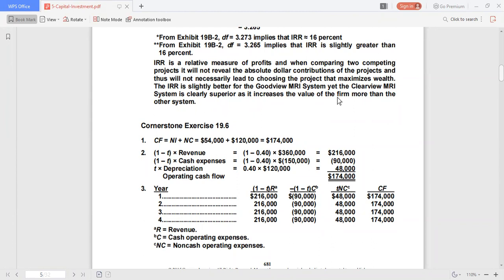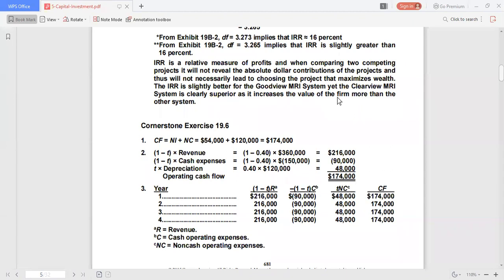So we now have 1 minus the tax. For the revenue, we deduct the tax of 40%, and then multiply it by 360,000. We get 216,000. That's already net of tax. Then for the cash expenses, again 1 minus 40% multiplied by 150,000. We now get 90,000. So for the cash expense of 150, net of tax it is 90.